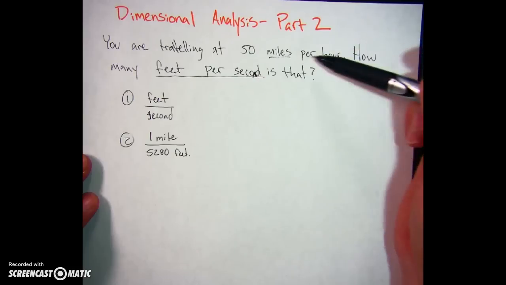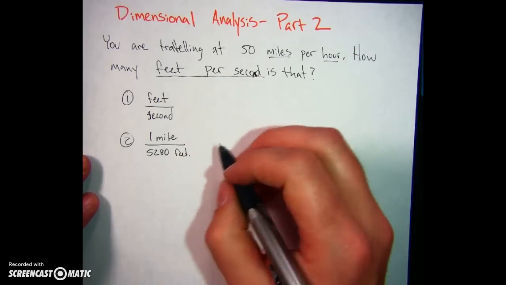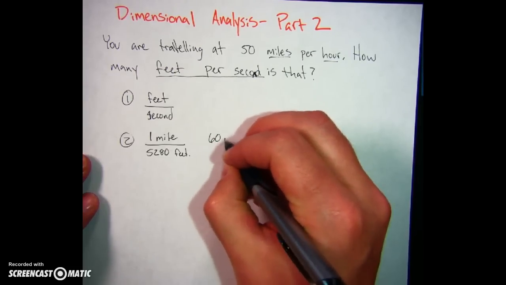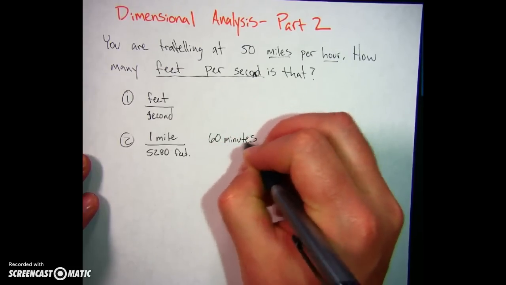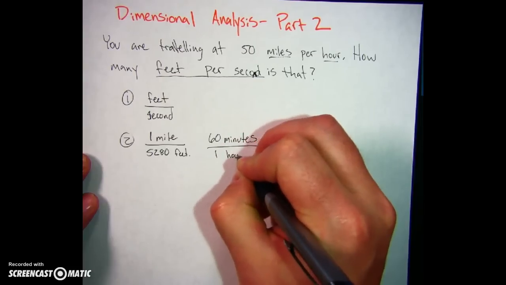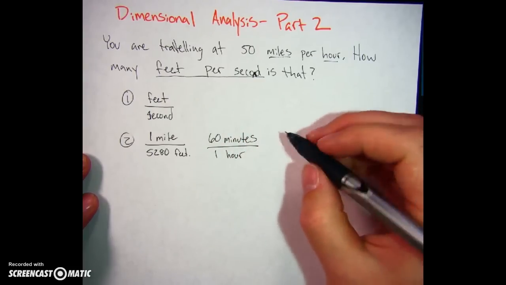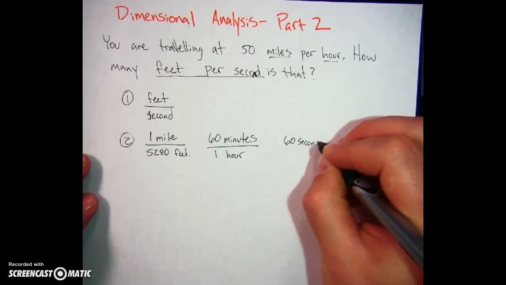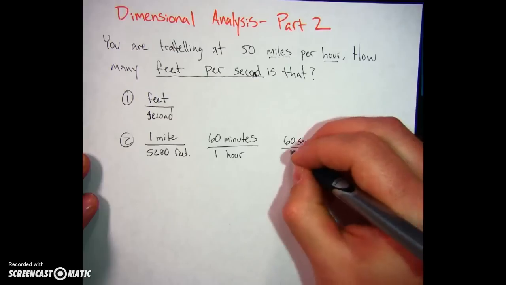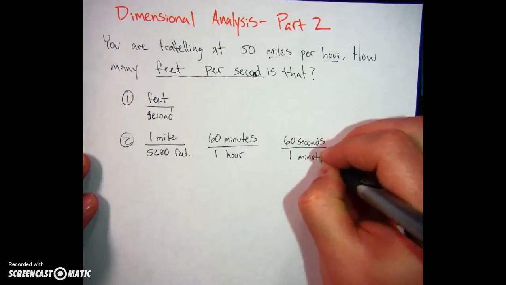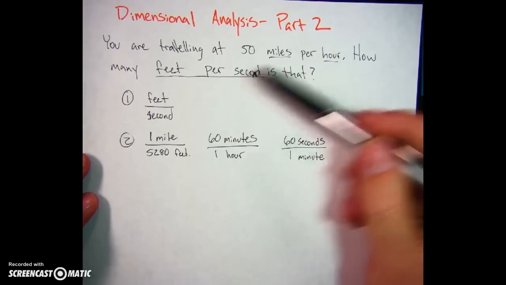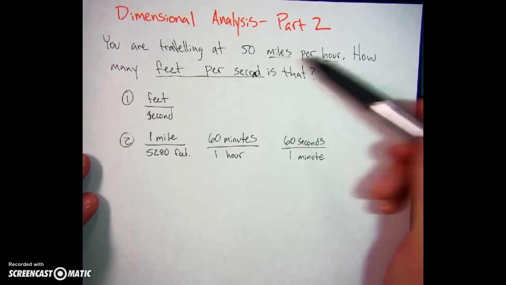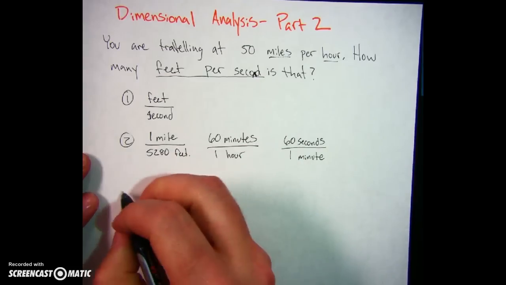But we still have to do hours into seconds, and that is stuff we already know. We know that there are 60 minutes in every single 1 hour. We also know that there are 60 seconds in every single minute. So now we have everything that we need in order to go from miles into feet and from hours into seconds. So we can go to step 3.